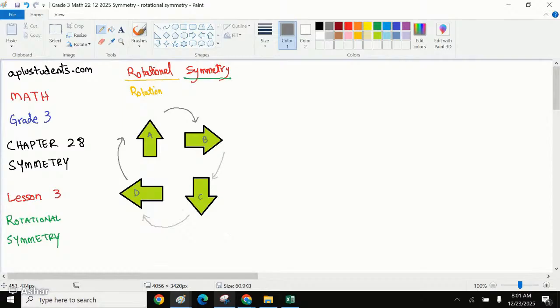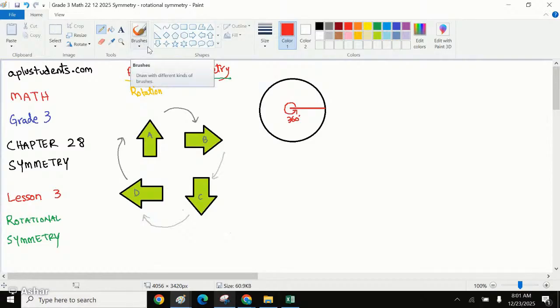So in case of rotational symmetry, what we need to see is, since we know a circle is always made up of how many degrees of angle? Can anyone tell me? A circle is made up of 360 degrees, right? The angle of the circle is 360. Just remember this word, 360. The circle has to be 360, okay?